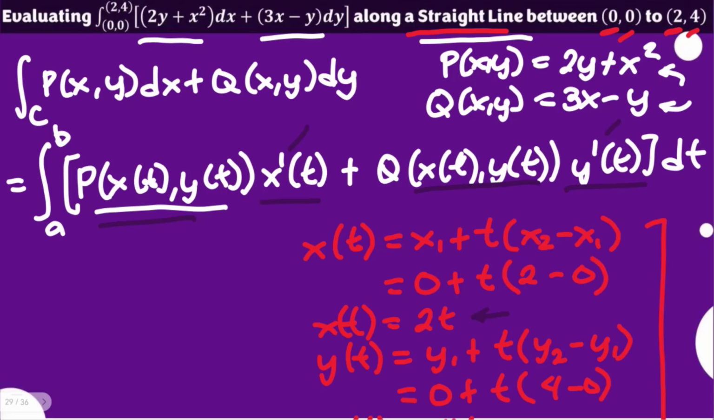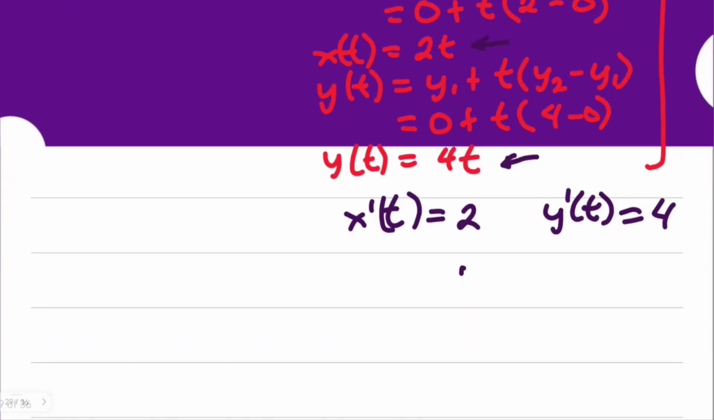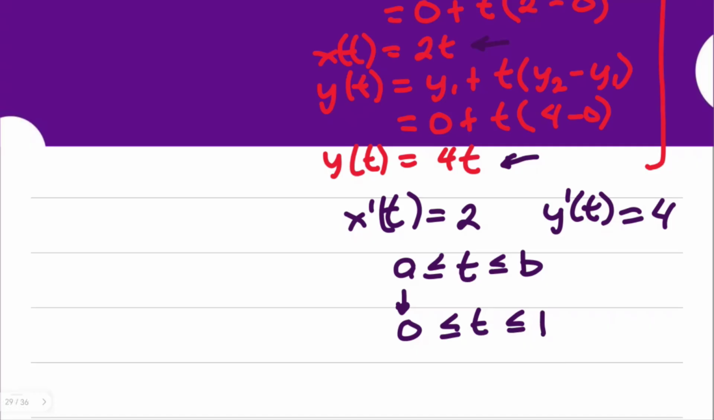The next item that we don't know is a and b. Take note that when we discussed the real line integral and its parameterization together with the complex line integral, we understood that for t between a and b, the most convenient values for a and b are 0 to 1. You can actually use other values, even 0 to 5 or 0 to 10, it depends on you, but the most convenient and easiest is 0 and 1. Hence, our a is 0 and our b is 1.